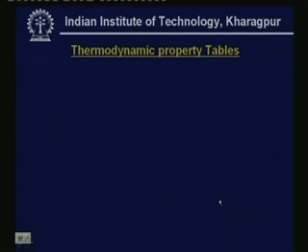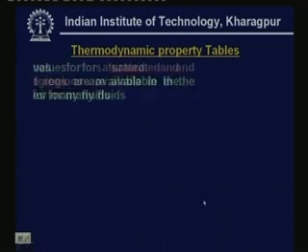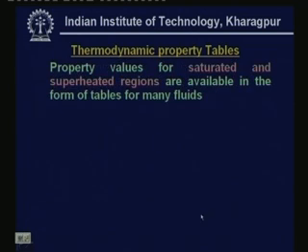Now let us look at the second method for evaluating thermodynamic properties. We have seen thermodynamic equations of state and some thermodynamic diagrams or property charts. So now let us look at thermodynamic property tables. Normally the property tables are available for the saturated region, that means the two phase region, and also for the superheated region. The saturated and superheated property tables for steam are used for power plant calculations, and I am sure that you must have used them in your basic thermodynamics.